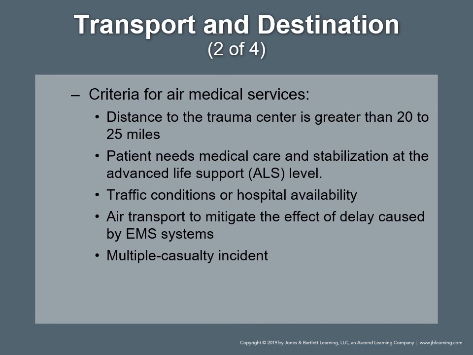Traffic conditions or hospital availability make it unlikely that the patient will get to a trauma center via ground ambulance within the ideal time frame. There are multiple patients who will overwhelm resources at the trauma centers reachable by ground within the time frame. Air transport to mitigate the effects of delay caused by EMS systems that require patients to be brought to the nearest hospital for initial evaluation and stabilization, rather than bypassing those facilities and going directly to a trauma center. And also multiple casualty incidents.